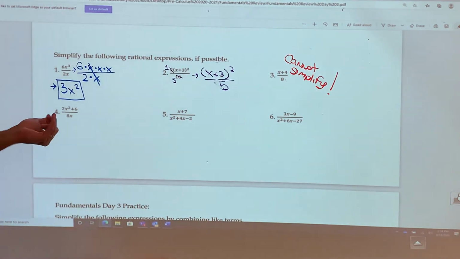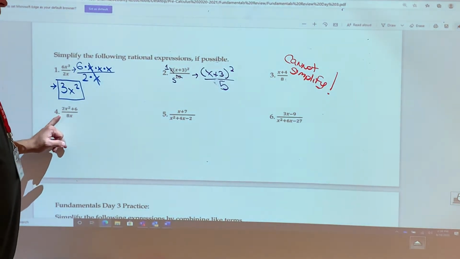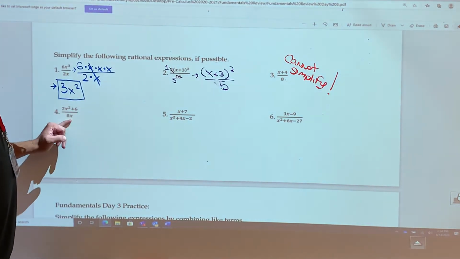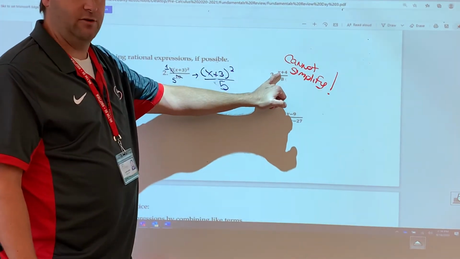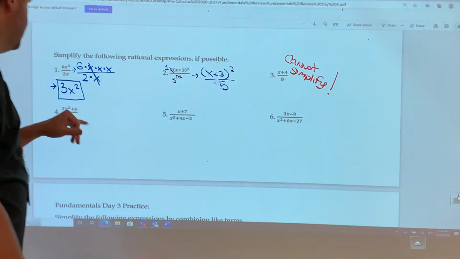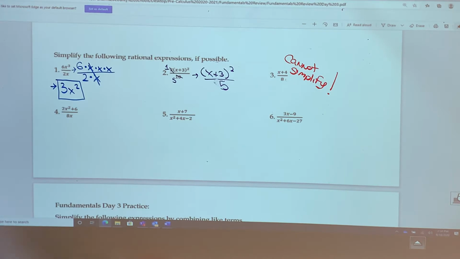Just like number 3, we've got a binomial over a monomial. Now, in number 3, we couldn't factor anything. There's nothing we could do to the numerator there. In number 4, yes, we will be able to factor by taking out a GCF. I want you to recall how to do that, and we'll get into this more on Thursday. When you take a 2 out, you're taking that entire expression in the numerator and dividing everything by 2.